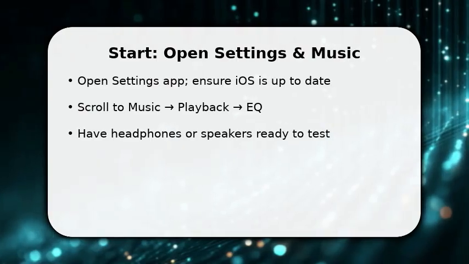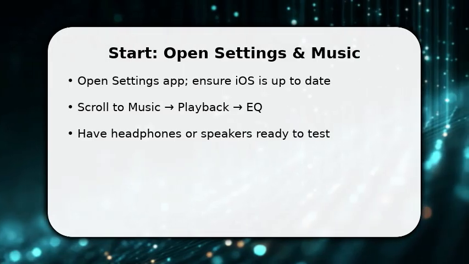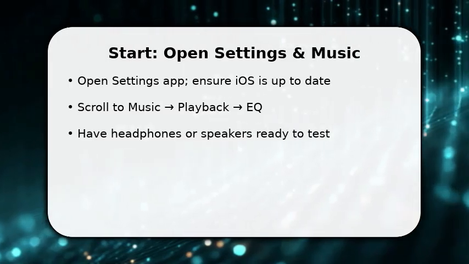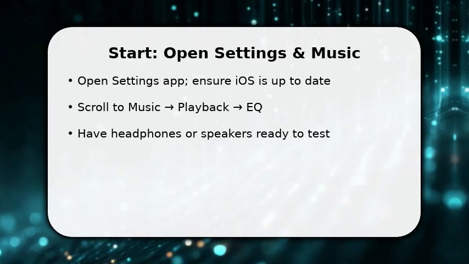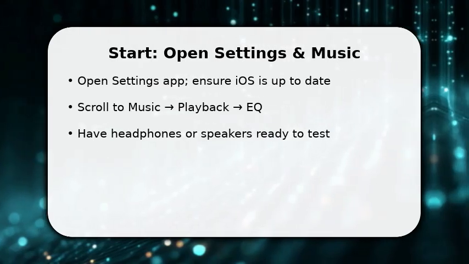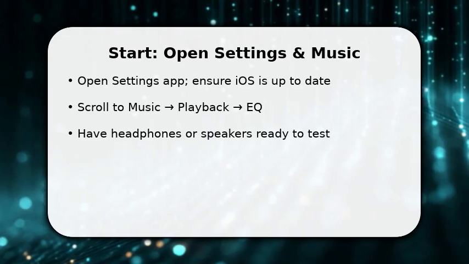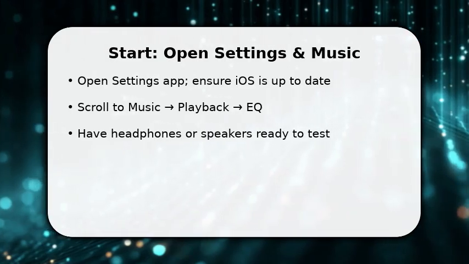You'll begin in Settings to change the EQ system-wide for Apple Music playback. Open Settings and tap Music. Once done, locate Playback and then EQ. Make sure your device is updated because some menus shift between iOS releases.